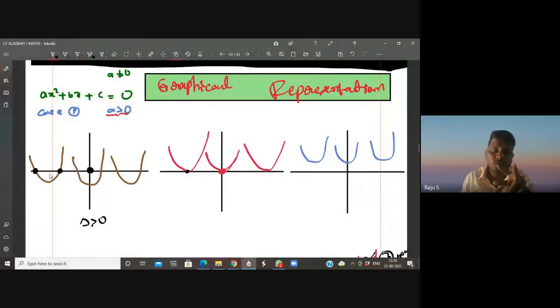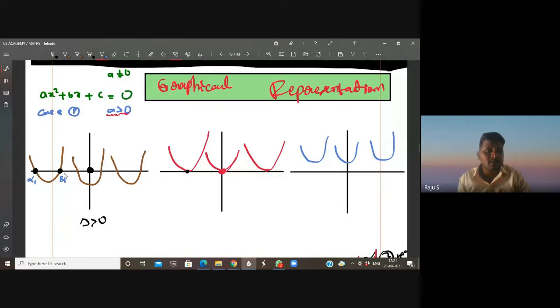Consider individual cases. This is one of the quadratic equations. This is alpha 1, this is beta 1. What about alpha 1 and beta 1? Are both the roots positive or negative here?